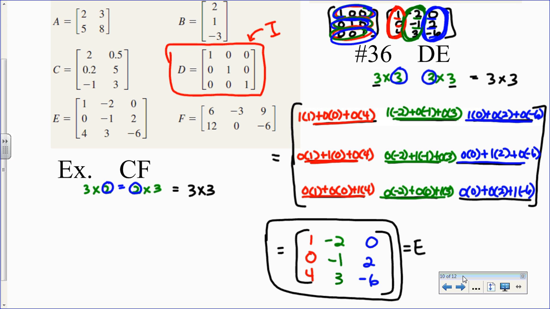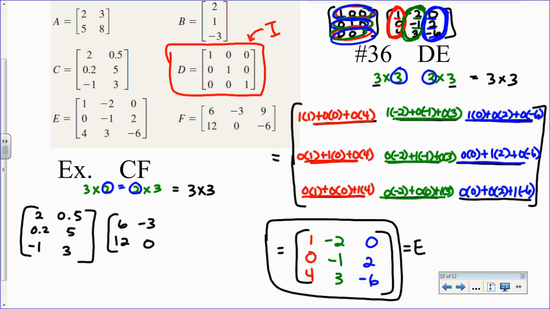Neither C nor F is the identity, so you can't use that shortcut. Okay, let's write out C. I'm just going to get you started, and then I'm going to let you work this one. So there's C, and then F. Okay, remember, your new matrix is going to be 3 by 3.